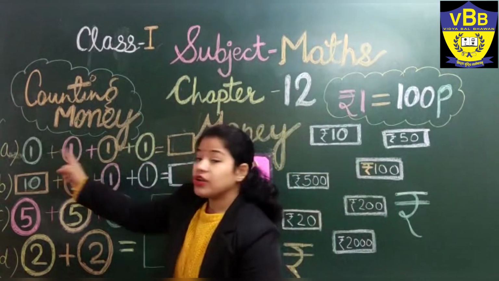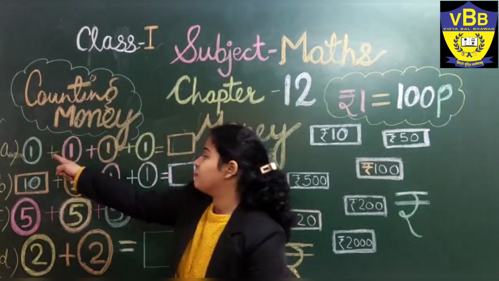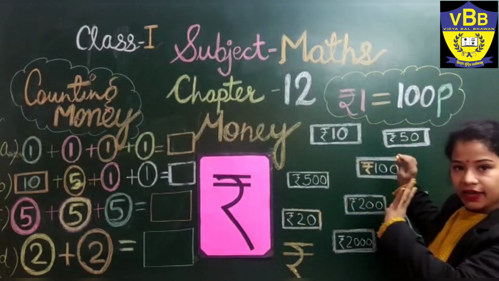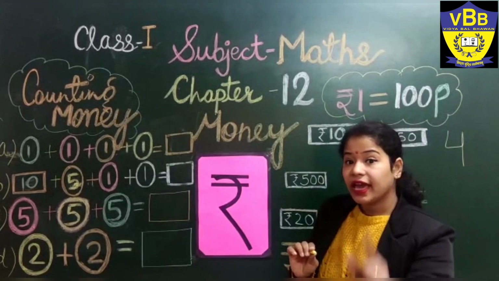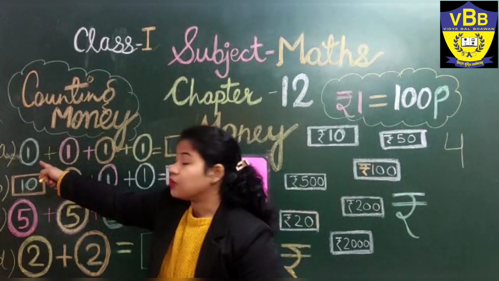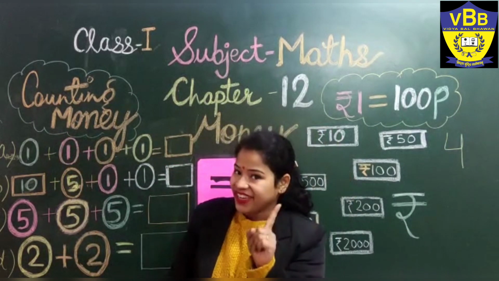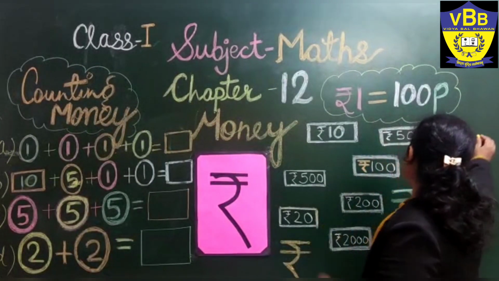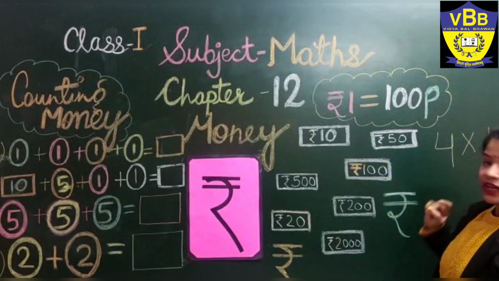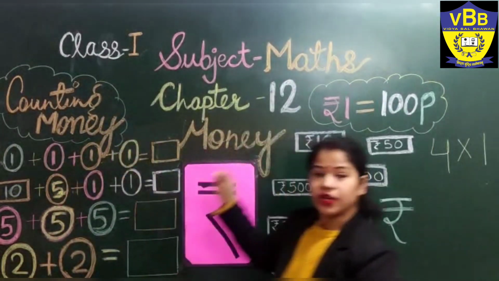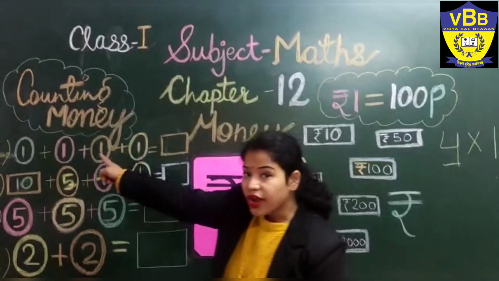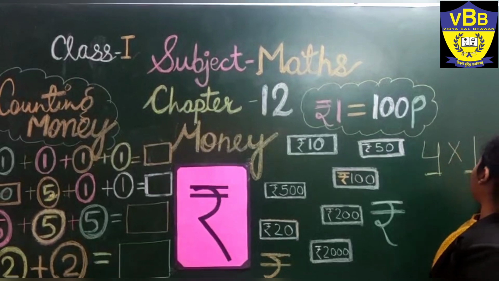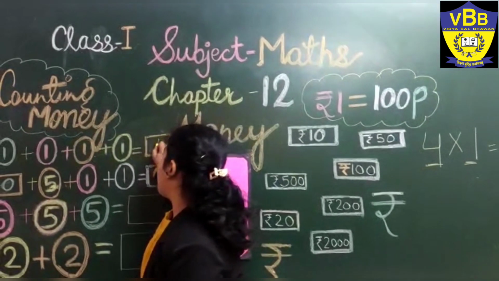See, first of all, in step 1, we have to count the coins: 1, 2, 3, 4. How many coins are there? 4. So I am writing here, 4 coins are there. And the value of the coin is rupees 1. Very good. So in the second step, I will multiply the number of coins, 4, with the value of the coin, 1. So it will give us 4. So I am writing here 4.